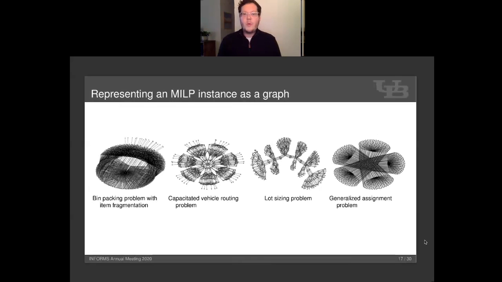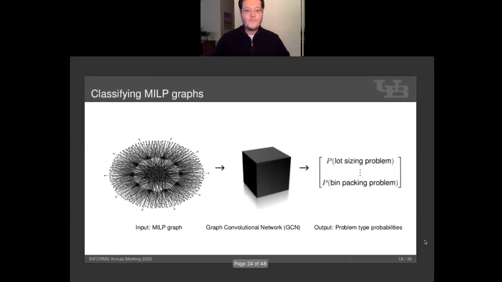It turns out that when you do this for instances of many different MILP problem types, we see many unique graph structures appear. Obviously here we've left out the feature vectors for clarity, but it's clear that many unique structures appear. And so what we want to do is train a neural network to learn these graph structures and then be able to classify or predict which problem type that graph structure is associated with.